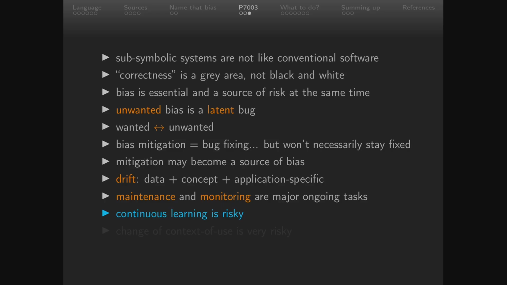Apart from the fact it's also a major monitoring and maintenance task, because it means you have to keep an even closer eye on what the direction of the system is. We know what happened when Microsoft released a chatbot some years ago that was able to learn on the go. And lastly, as we emphasized earlier, change of context of use is also potentially very risky, because what a system was built for, what a system was trained for, is not necessarily going to align with the context in which it's actually being used.